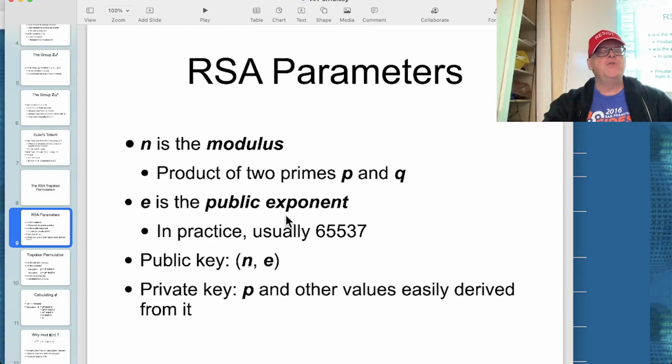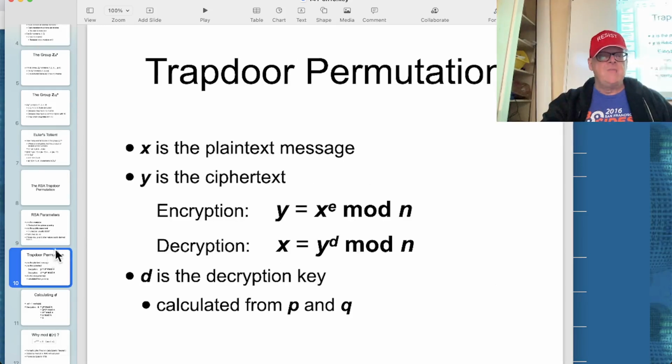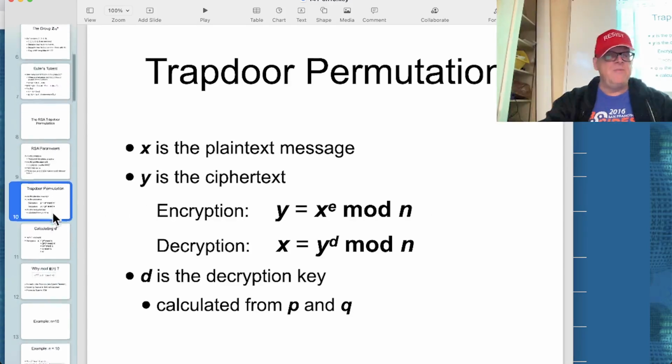And the main thing you do, though, is you choose a small value for E. And then D will turn out being bigger. So the public key is n and E, and the private key is P and some other numbers you can get if you know P. So if X is the plain text message, you make the ciphertext by taking X to the E mod n. And for decryption, you take Y to the D mod n, where D is the decryption key. And you have to know P and Q to get the decryption key. That's why it's secure. People that know the encryption key cannot find the decryption key, unless they could factor n into P and Q, and that's a hard problem. That's what makes it strong.